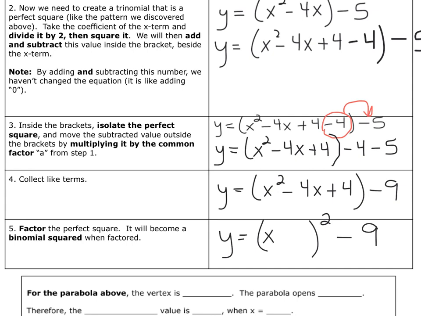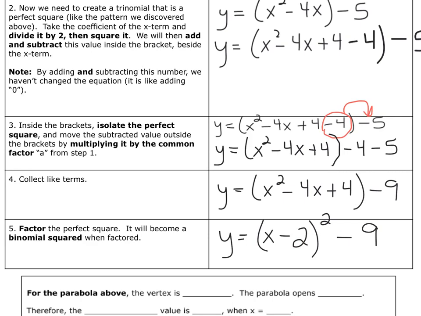So we just have to put in an x, and then remember the pattern, you're going to take this b value and divide it by 2. So -4 divided by 2 is a -2. The outside number, -9, is going to stay the same. You're just going to recopy it. And there you go. You have an equation that is now in full vertex form. You have your a value, your h value, your k value.